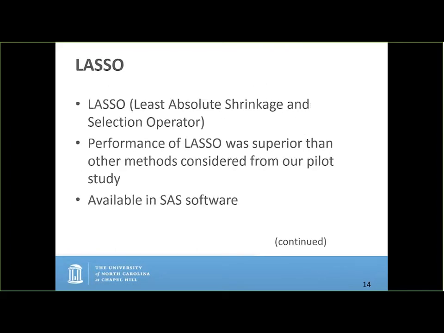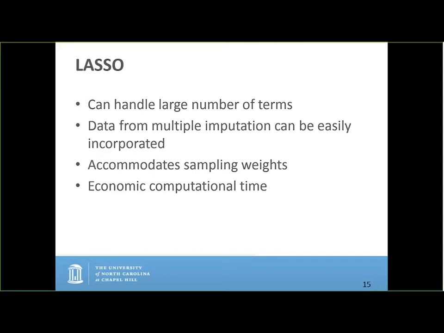But we used a different approach than what had been used previously by using the lasso to do this data selection. We did several pilot studies before we chose this method. I'm not going to show you the results of those, but I will say that the lasso was superior. We also liked it because it's available in SAS software, which is what we like to use. It can handle a very large number of terms in the equation. I think it's quite remarkable. You can have more terms than you have people in the data set, and it's still valid, so that's a really nice thing. It accommodates sampling weights, which you know if you're dealing with NHANES, you got to deal with sampling weights. And it is economic in computational time, which keeps your programmer happy.